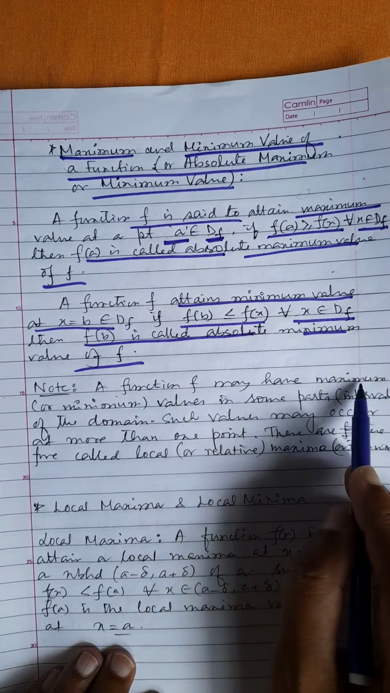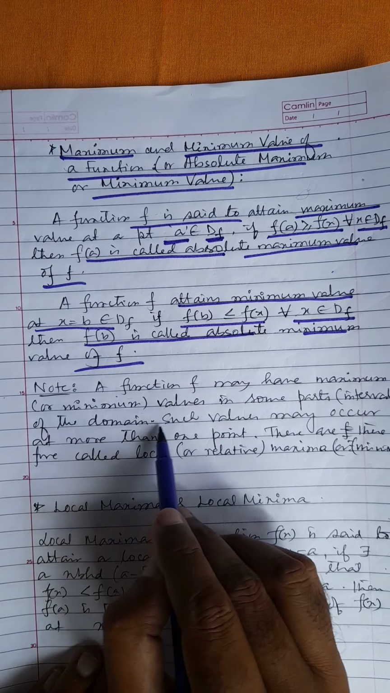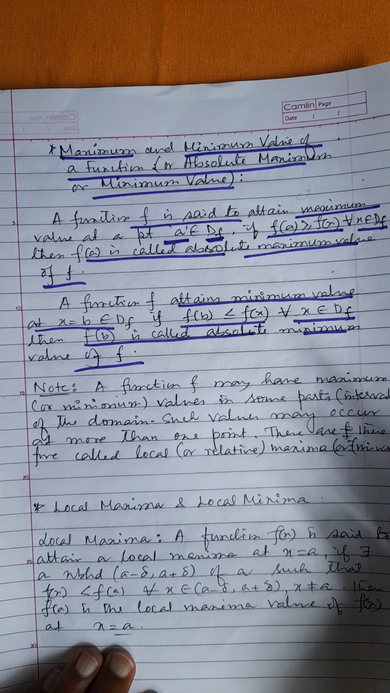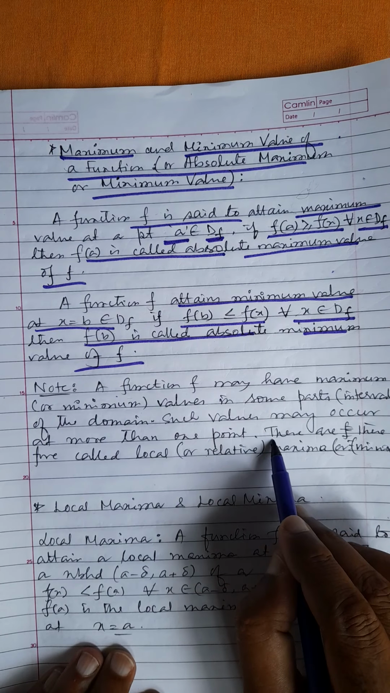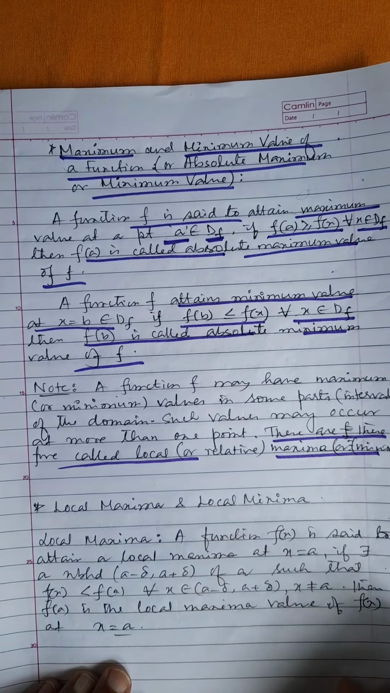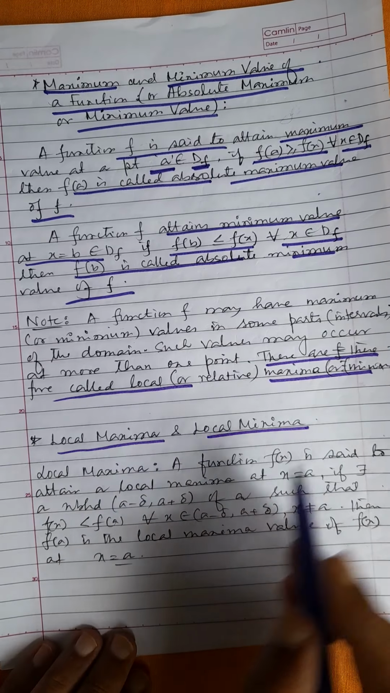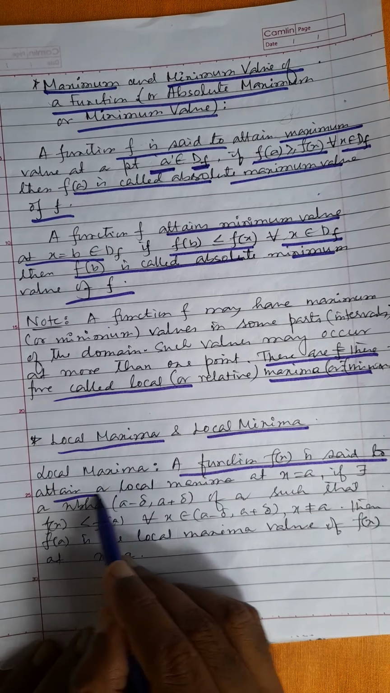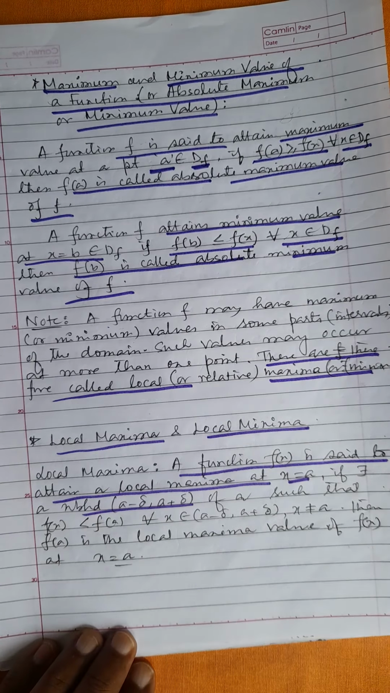A function f may have maximum or minimum values in some parts of the interval of the domain. Such values may occur at more than one point. Maximum and minimum values may occur, and these are therefore called local or relative maximum or minimum values. Okay, local maxima. What is local maxima? What is local minima? A function f(x) is said to attain a local maxima at x is equal to a if there exists a neighborhood.